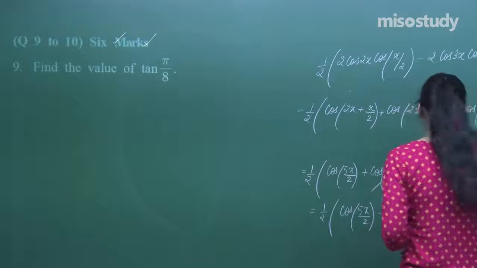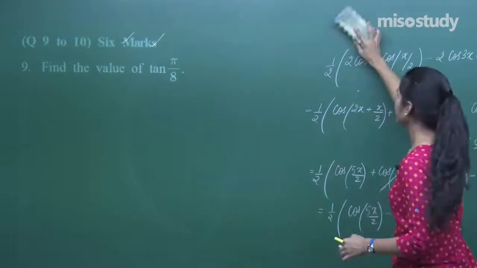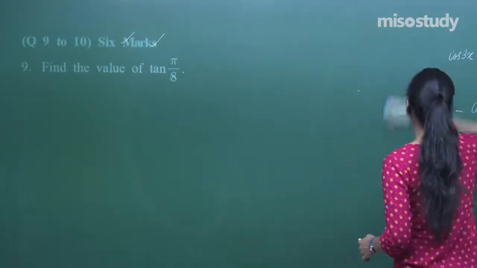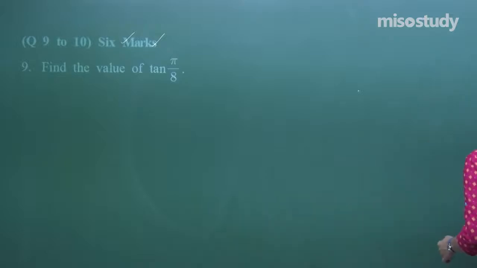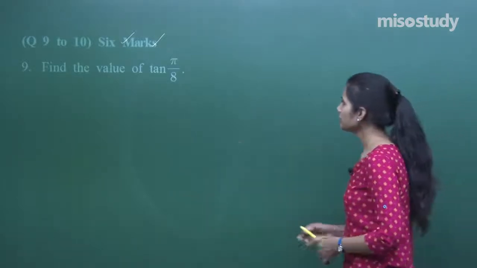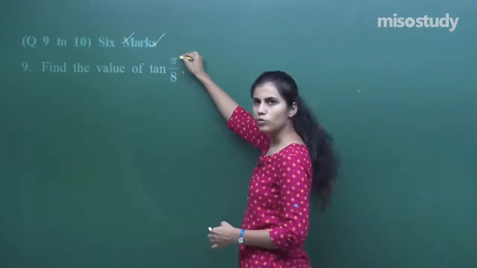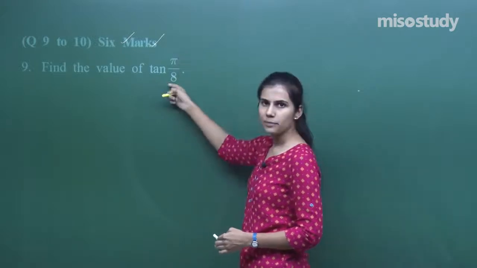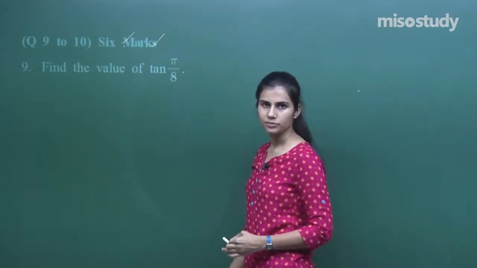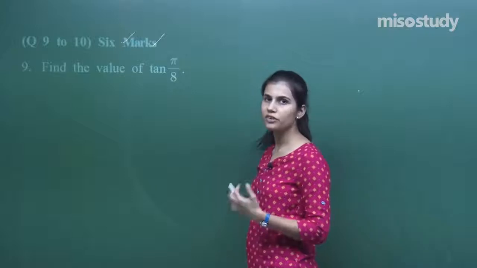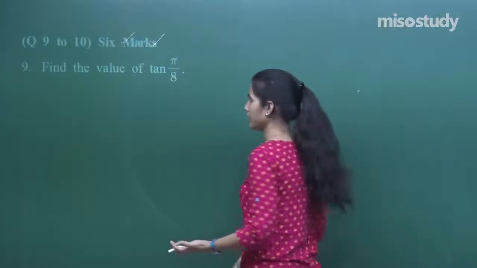It says find the value of tan pi by 8. Let's compute the value of tan pi by 8. Directly we don't know, we just know that pi by 8 lies in the first quadrant. So tan of pi by 8 will be a positive value, right? Because in the first quadrant every trigonometric ratio obtains positive value.